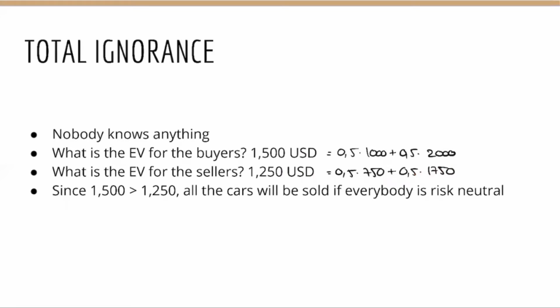And for the sellers, the expected value, we do the same calculus and we get that the expected value is $1,250. And since the expected value of the buyers is bigger than the expected value of the sellers, all the cars will be sold if everybody is risk neutral.